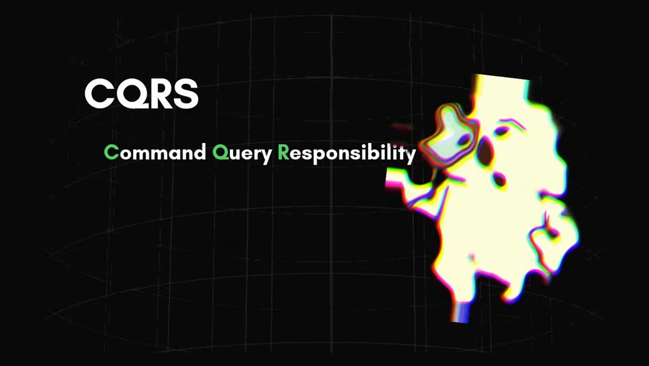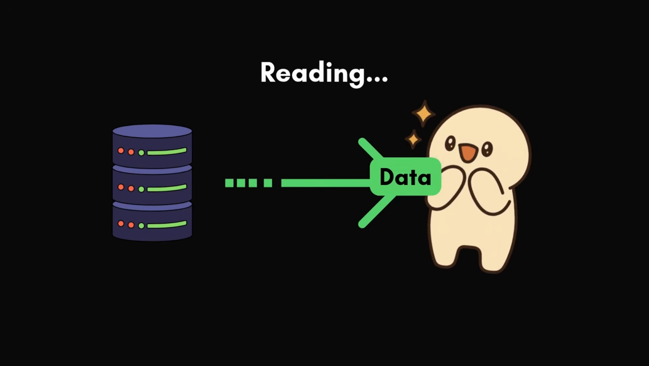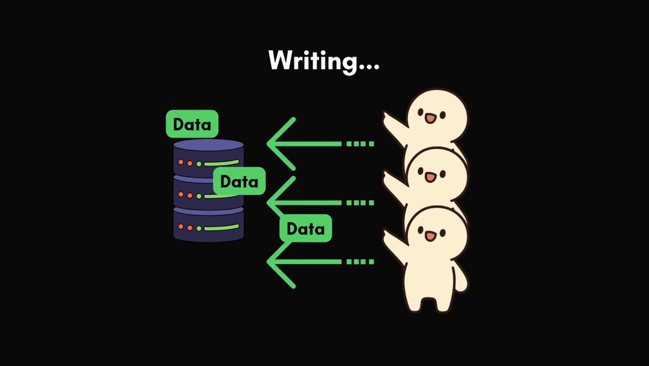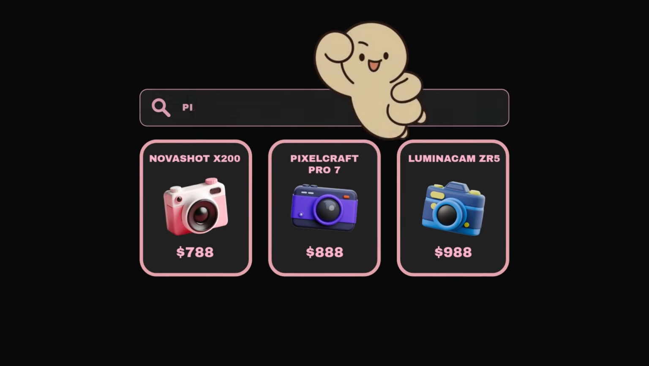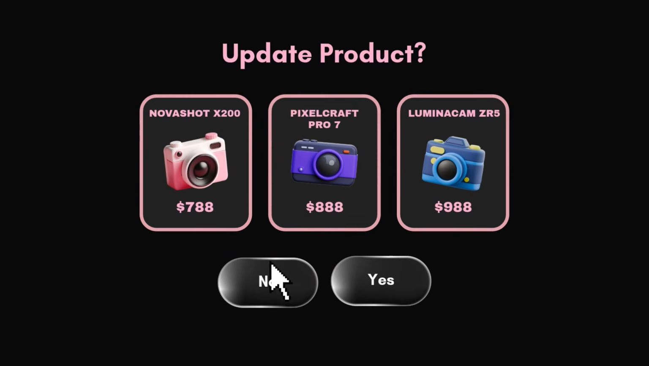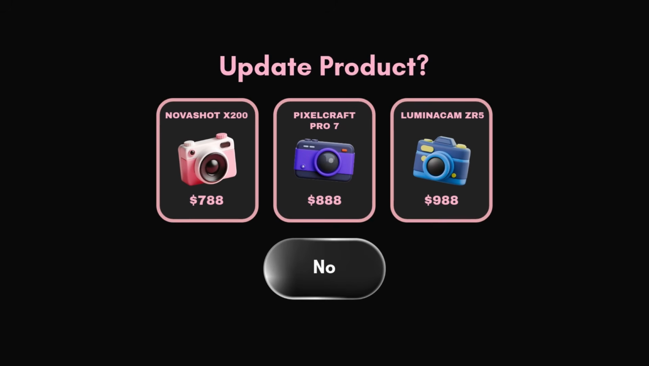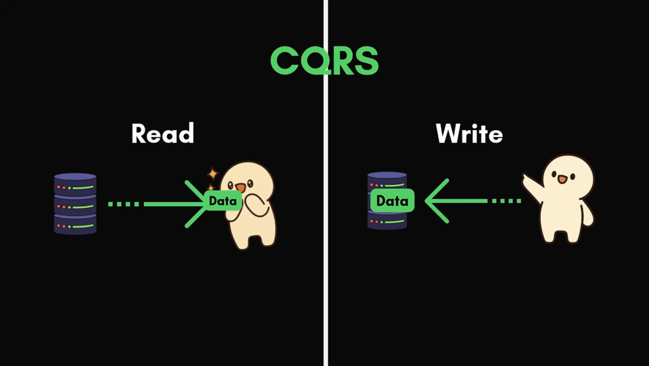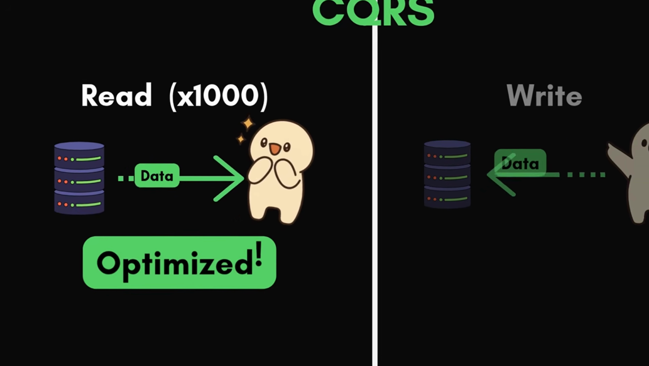Sounds complicated, but the idea is simple. Reading data and writing data often have very different needs. In our e-commerce app, customers may constantly search and browse products thousands of times per minute, while actual product updates happen far less frequently. CQRS separates read operations from write operations, so each side can be optimized differently.